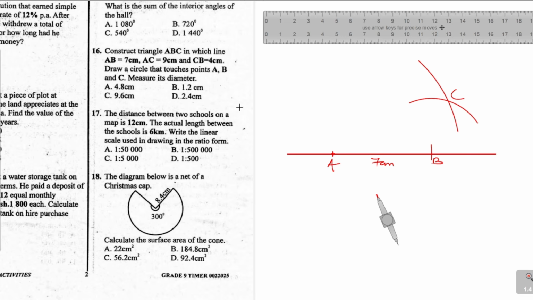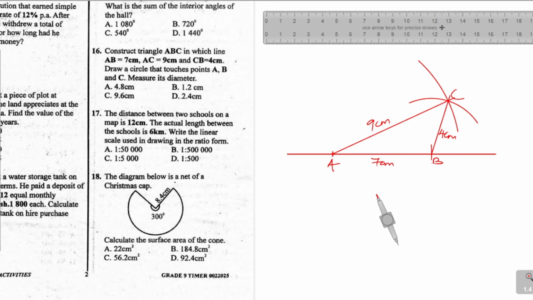So take your ruler and join that point of intersection. Stand at B again, and also from B, join to that point of intersection, like that. So now that is a triangle. This side is 4 centimeters, and this one is 9 centimeters. After doing that, you have triangle ABC.